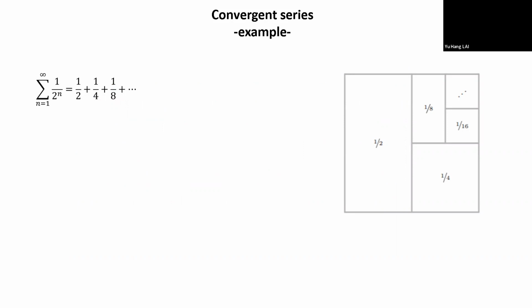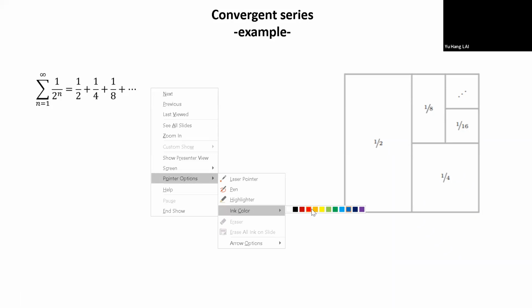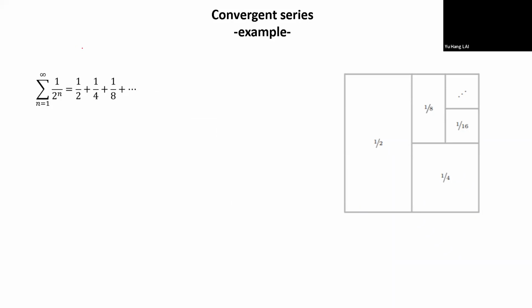Although the geometric series already gives you an example, here I consider this series over here: 1/2 plus 1/4 plus 1/8 and so on. In fact, if you are still familiar with the geometric series, you immediately know that this is a geometric series with a0 equals 1/2 and r equals 1/2. So you already know that this series is convergent. But let's look at it in a more interesting way.